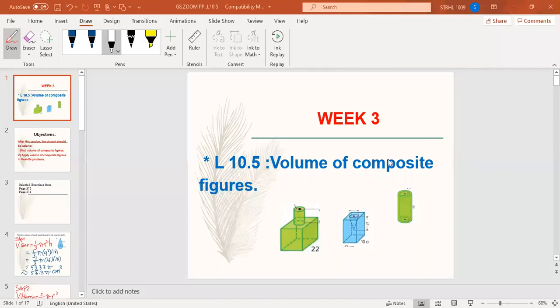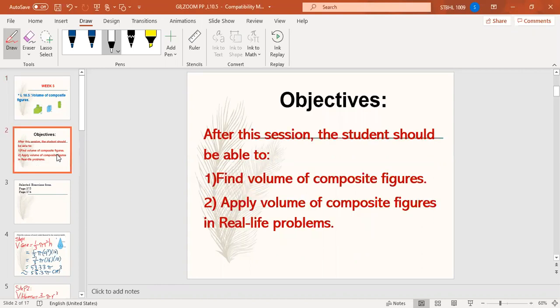Hello students, today we are going to summarize the work which had been done within week 3. We will discuss lesson 10.5, volume of composite figures. By the end of this session, you must be able to, number 1, find volume of composite figures. Number 2, apply volume of composite figures in real life problems.